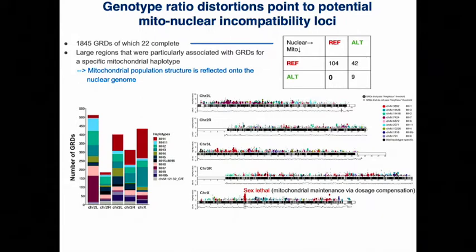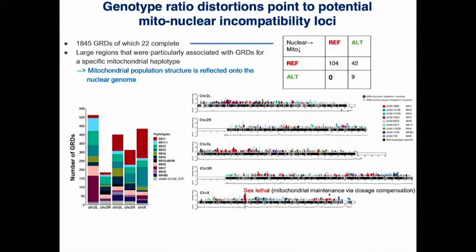Why sex lethal, we're just not sure. It has already been reported to be responsible for mitochondrial maintenance via dosage compensation. But of course, this remains to be verified. But it is nonetheless very interesting that among the most significant GRDs, sex lethal was repeatedly emerging. And so this might be interesting to follow up. Nonetheless, you can clearly see that certain regions are biased for certain haplotypes, which made us conclude that large regions were particularly associated with certain GRDs for a specific mitochondrial haplotype. Hence, that mitochondrial population structure seems to be reflected on the nuclear genome.